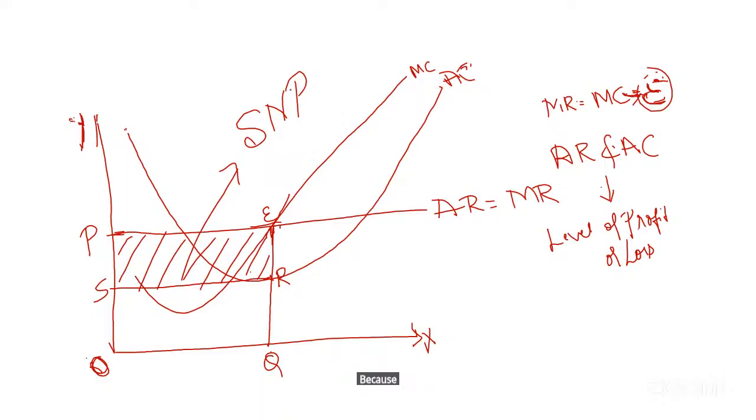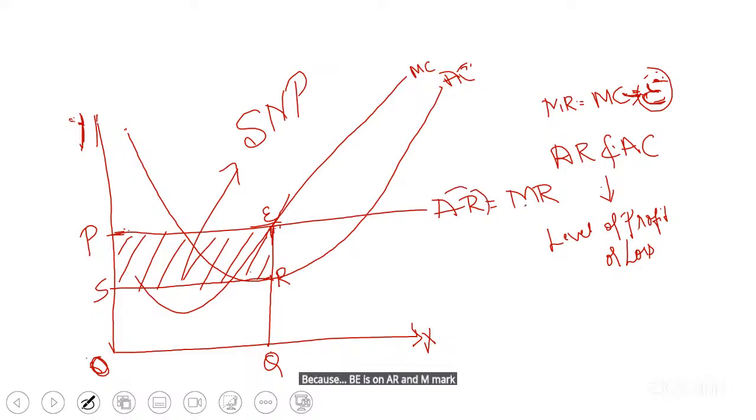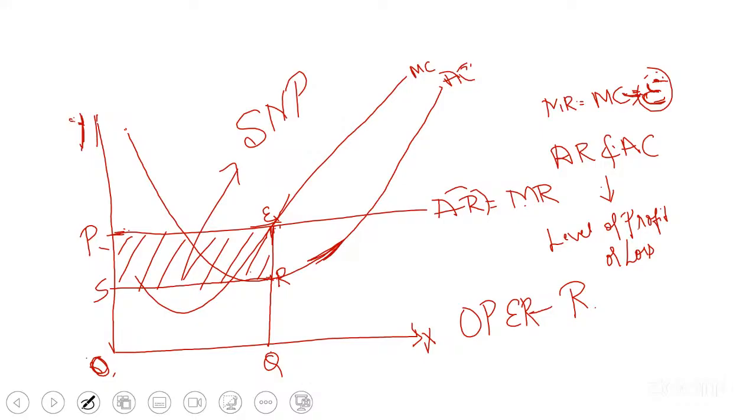Because PE is on the AR and MR curve, right? The revenue curve. So OPEQ is revenue. And R is on the AC curve. Can you see that? Is it on the AR curve? MR curve? No. It is on the cost, the AC curve.